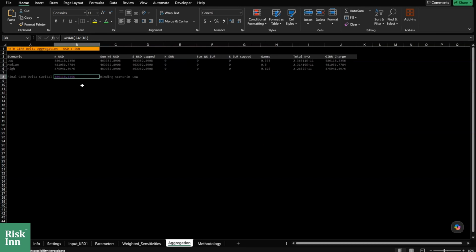So for regulators, today we're using expected shortfall at 97.5%. So this one closely calibrates to that value. Okay. So that's the capital requirement, the minimum capital requirement.